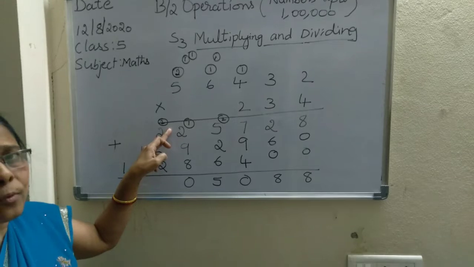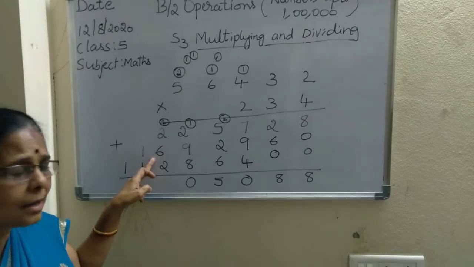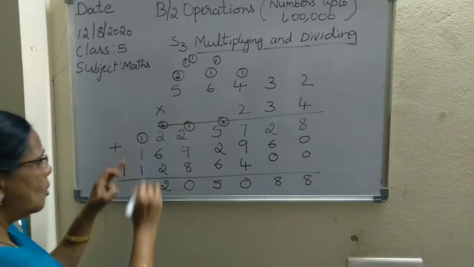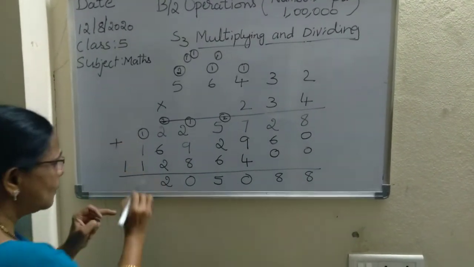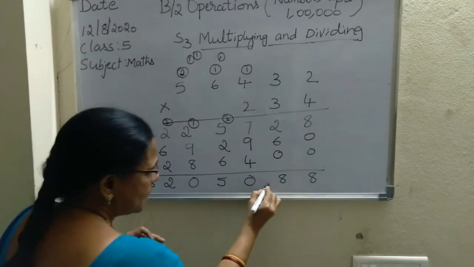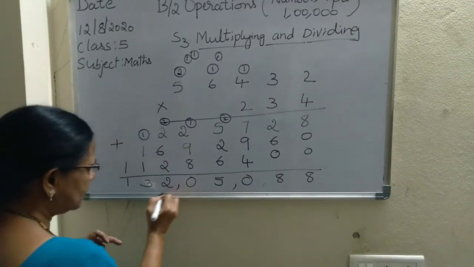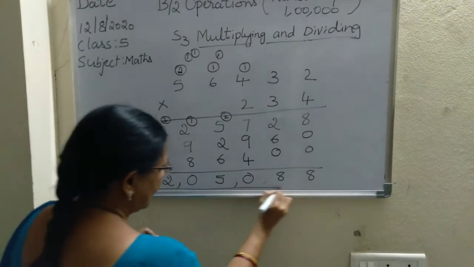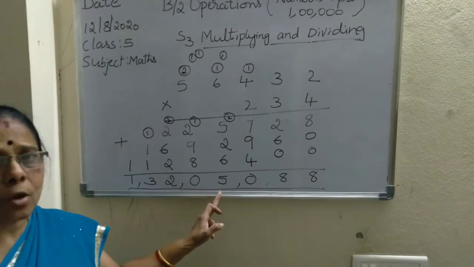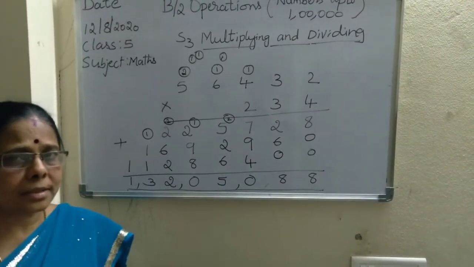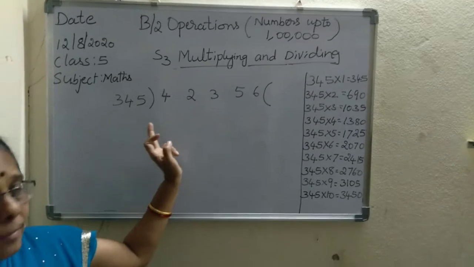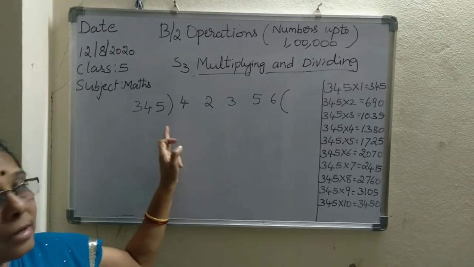2 plus 2 is 4. 4 plus 6 is 10. 10 plus 2 is 12. 1 carry. 1, 2, 3 and 1. What is the answer, children? 1,32,05,088 is the answer. When you are dividing, you divide a larger number by a smaller number.